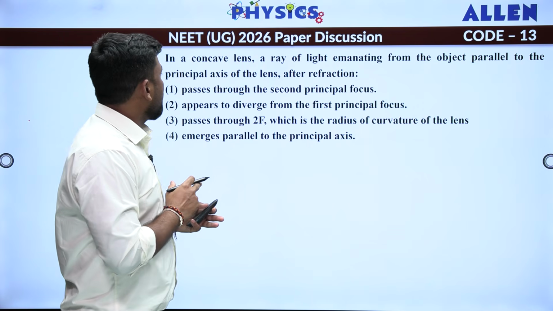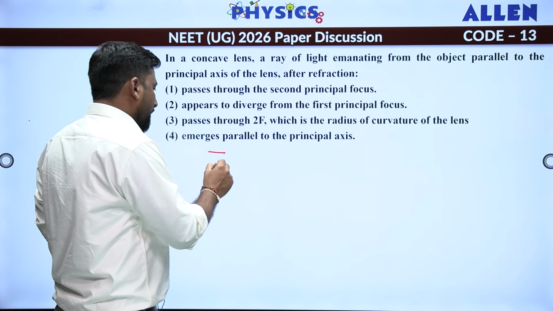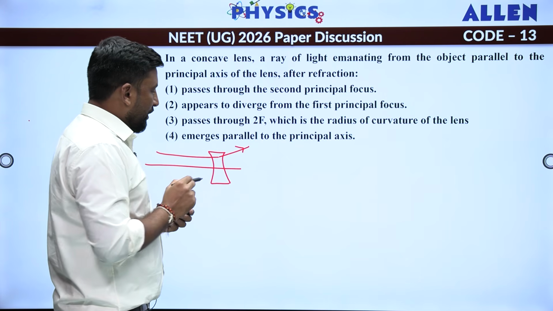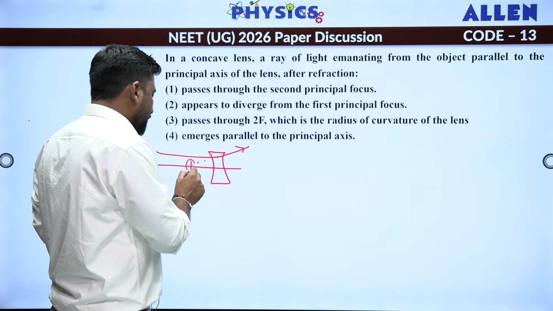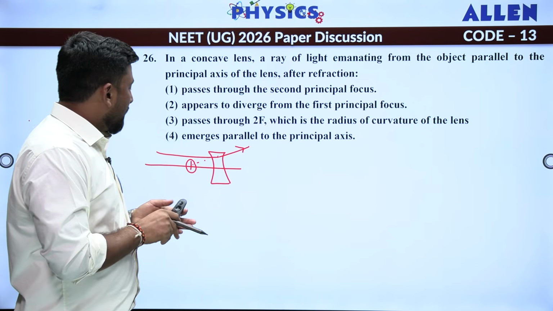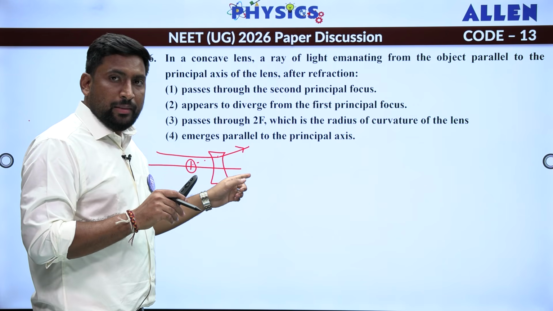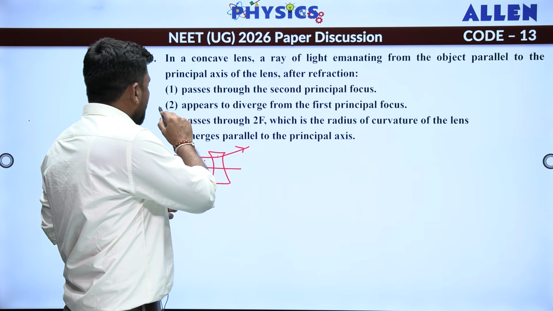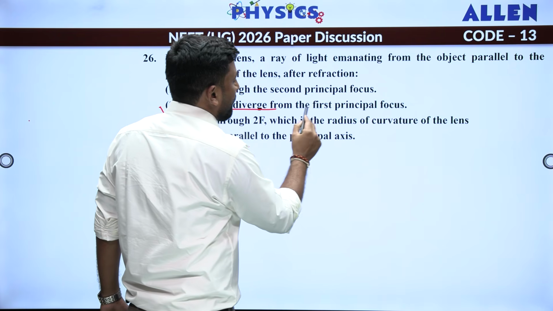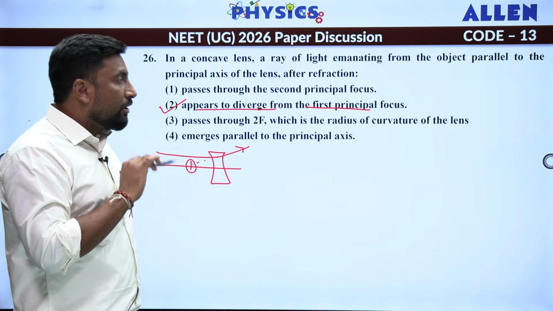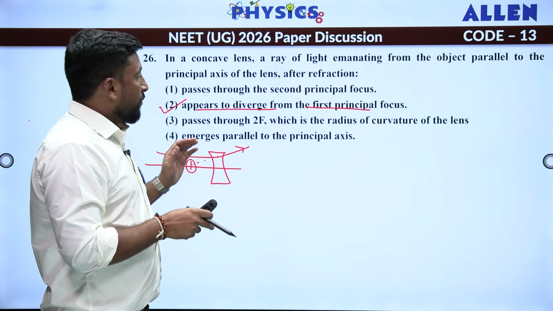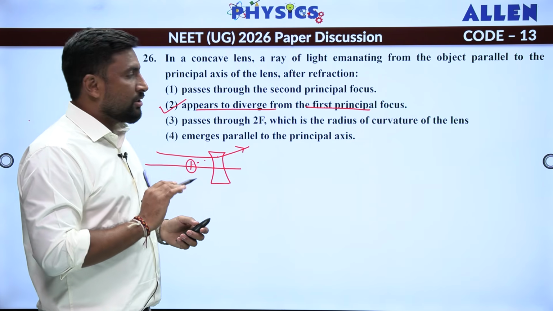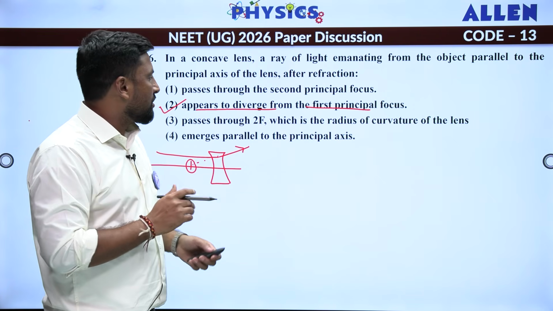Hello students, let's discuss question number 26. This question is very simple. A ray is incident parallel to the principal axis of a concave lens. We know that after refraction it will appear to pass through the focus. According to NCERT notation, this is F2 and this is F1. But if you take the center of the first surface as F1, then option 2 will be correct, that it will appear to diverge from the first principal focus. But according to NCERT notation, this is taken as F2. For me the answer is 2, but it may be possible that this question goes bonus. For now I am marking 2 as the correct answer, which I feel is the most appropriate answer for this question.